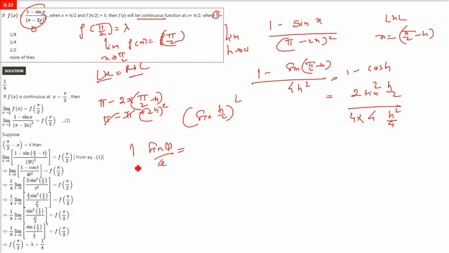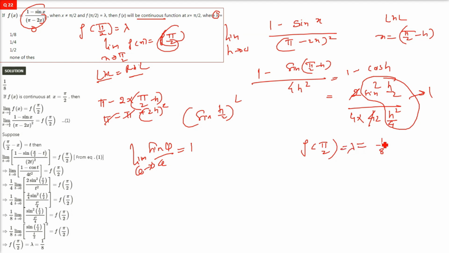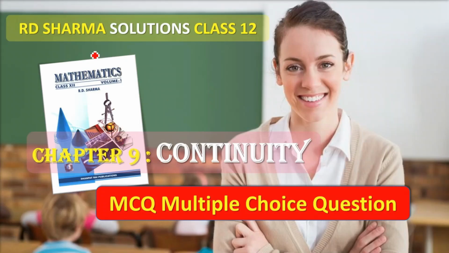What I am trying to do here is limit sin theta by theta equals 1, that we have to do. So this whole is going to be 1 when you apply the limit. Sine theta by theta, as I just told you, limit theta equals 0 is 1. So what do you get? 2 by 16, so it is going to be 1 by 8. So f(pi by 2), which is essentially equal to lambda, lambda we have to find out, is equal to 1 by 8. 1 by 8 is the answer.